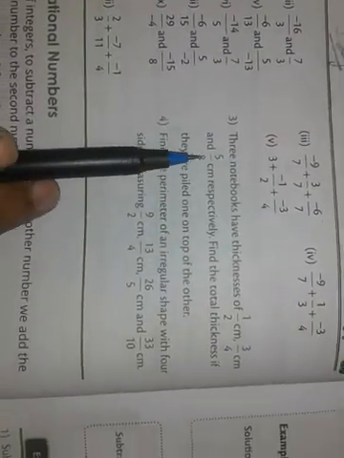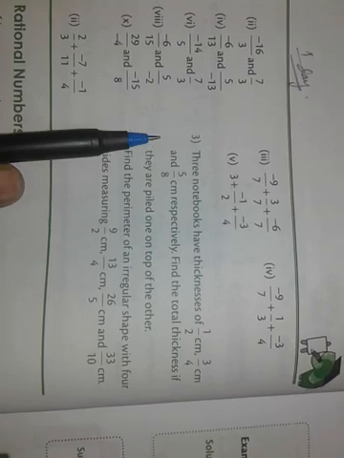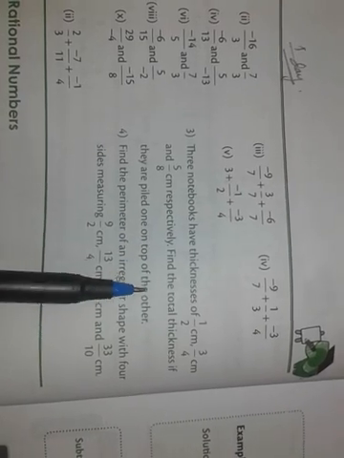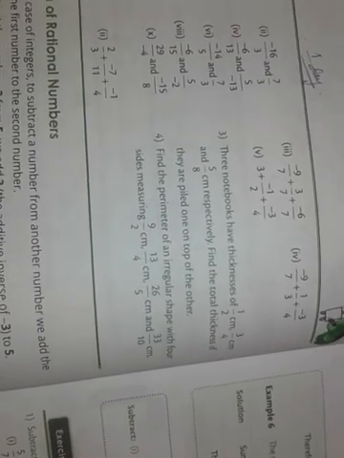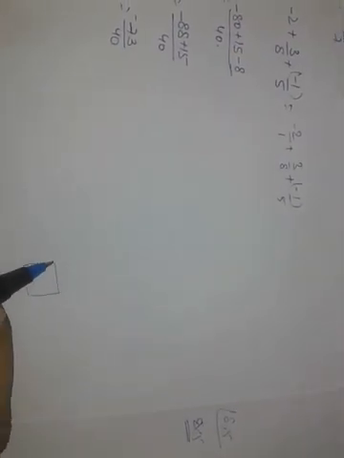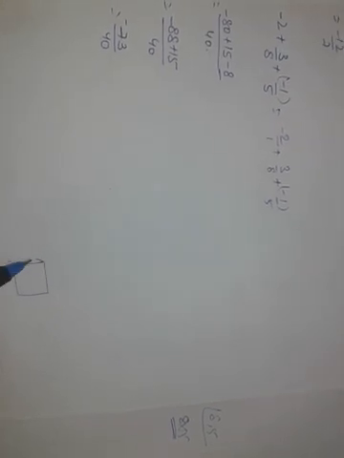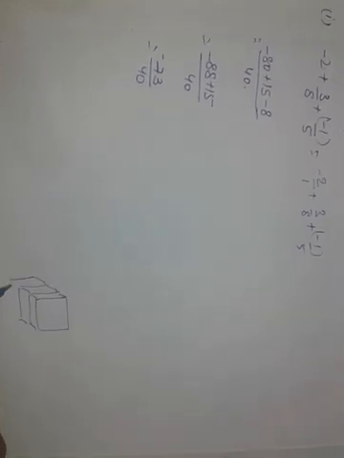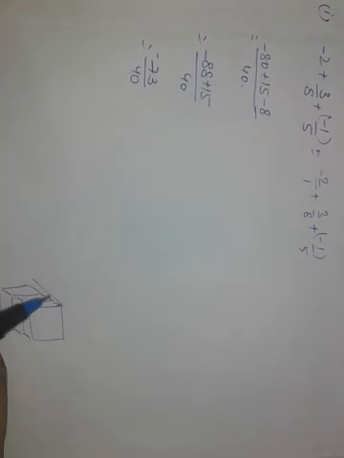In the first problem, three notebooks have thickness this much, and this much respectively. Find the total thickness if they are piled one on top of each other. Suppose there are three books, we keep the books one after another. Then we have to find the thickness. Suppose this is one book, after that I keep one book, and again after that one more book. So we have to find this thickness. So what we do, we have to add them. So here you have to add all of these numbers.